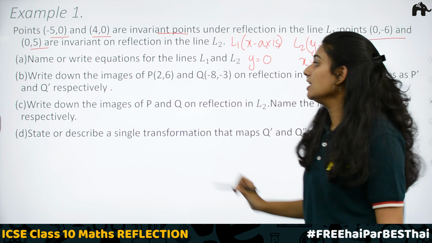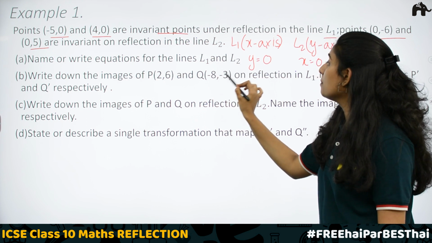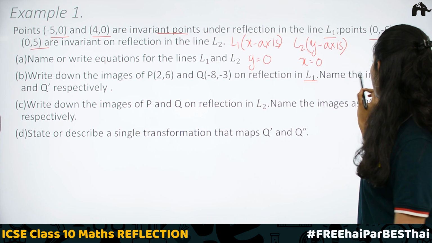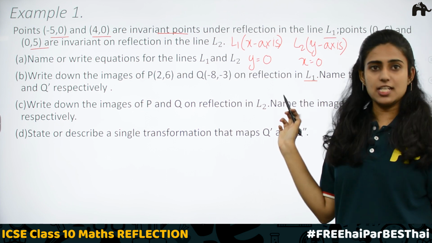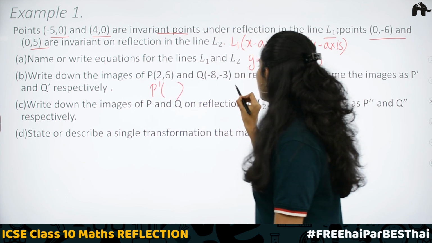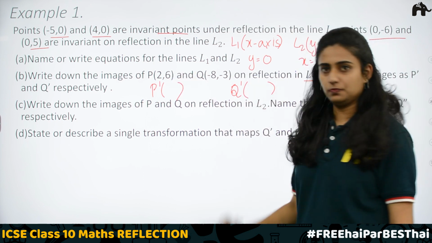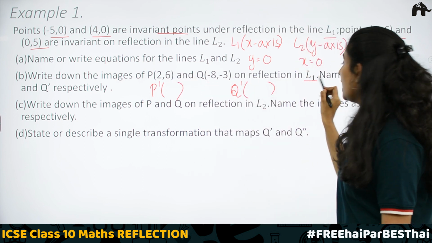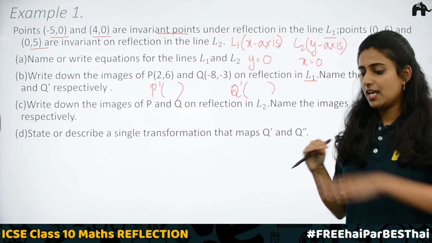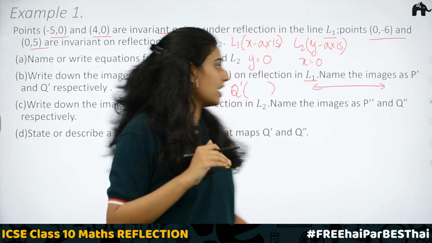Now, the second question, write down the images of P (2, 6) and Q (-8, -3) on reflection in L1. Name the images as P dash and Q dash respectively. We have to find P dash and Q dash. Coordinates of P dash and Q dash, which are the images of P and Q. Here the reflection is happening along L1. We know L1 is x-axis. Therefore, x-axis is our mirror. Here we have a horizontal axis which is x-axis. X-axis we are considering as the mirror.